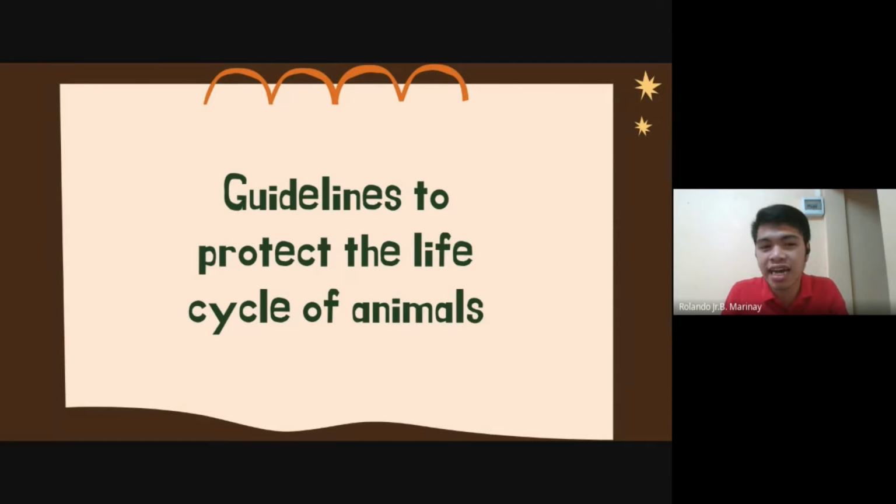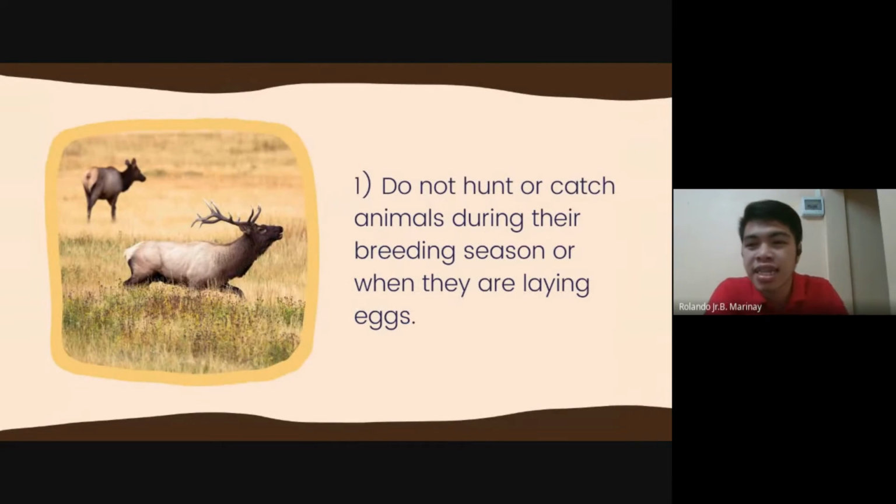So here are the guidelines to protect the life cycle of animals. How do we protect the life cycle of the animals so that they could have more babies? So how do we protect them? Number one. Do not hunt or catch animals during their breeding season or when they are laying eggs. Don't hunt animals that are laying eggs.